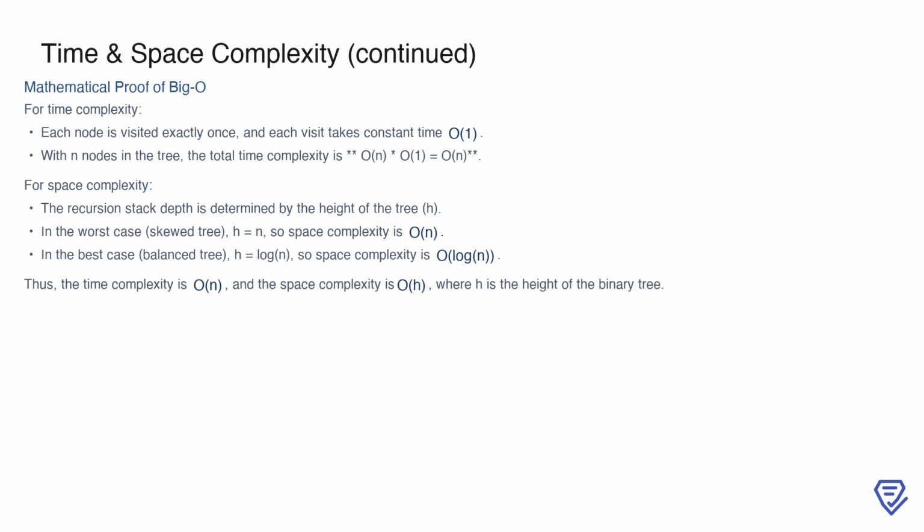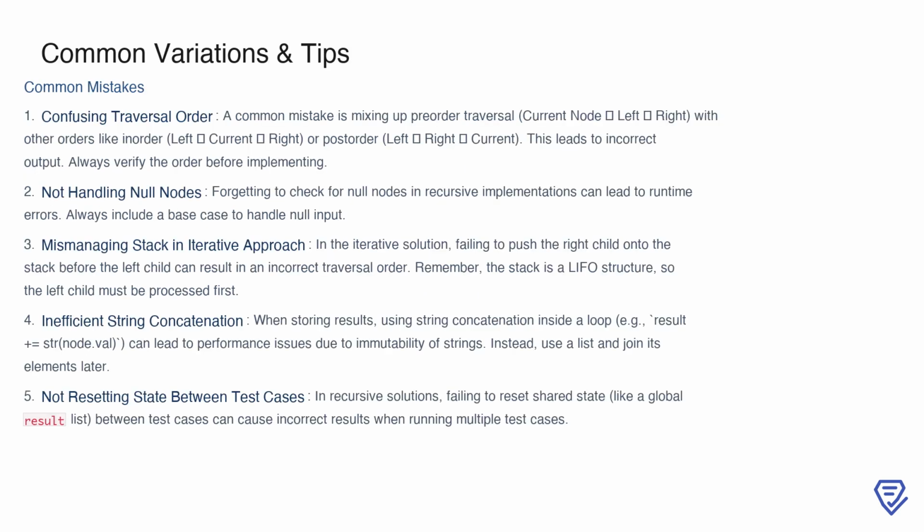of the binary tree. When working on binary tree preorder traversal, there are several common mistakes to watch out for. First, it's easy to confuse traversal orders. Remember, in preorder traversal, we process the current node first, followed by the left subtree, and then the right subtree. Mixing this up with inorder or postorder traversals will lead to incorrect results, so always double-check the order before writing your code. Another issue is forgetting to handle null nodes in recursive solutions.